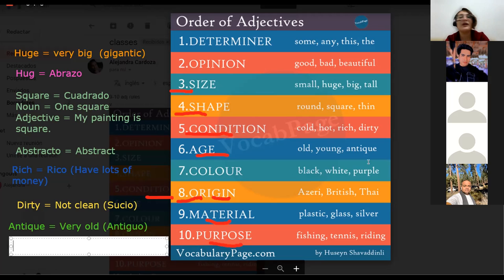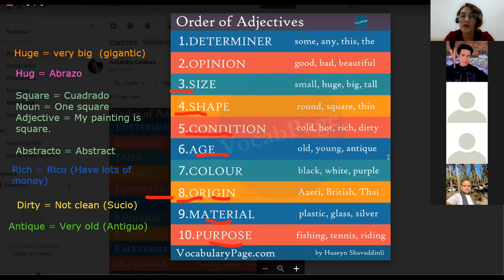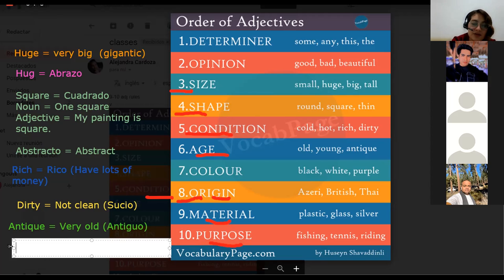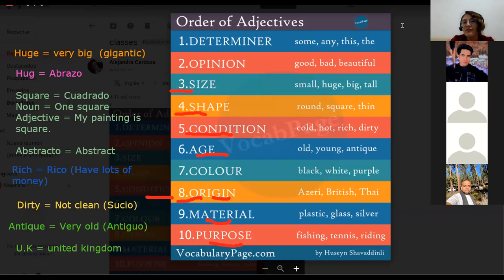Ah, okay. Los siguientes eran number 8. Origin. Azeri, British, Thai. Estas son nacionalidades. Nacionalidad. Exacto. So British, del Reino Unido. Right, or the UK, in English, the UK, United Kingdom. Thai is someone from Thailand, Thailandia. Azeri, let's do some research, because I don't know. Difference between lot and much.